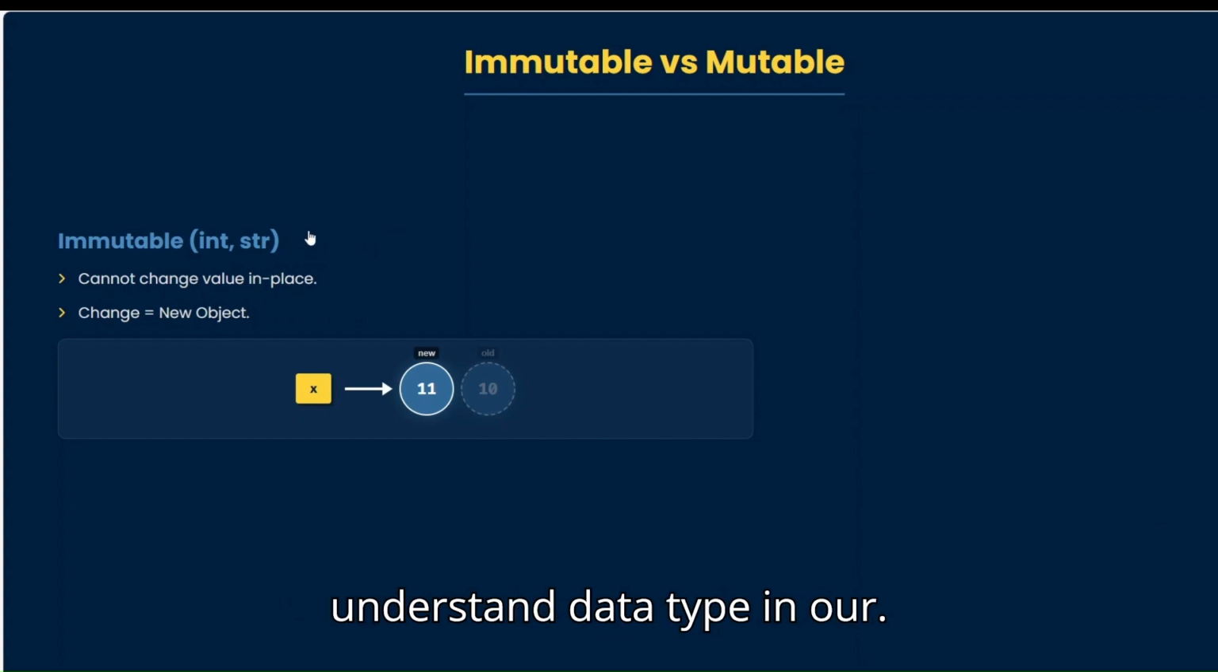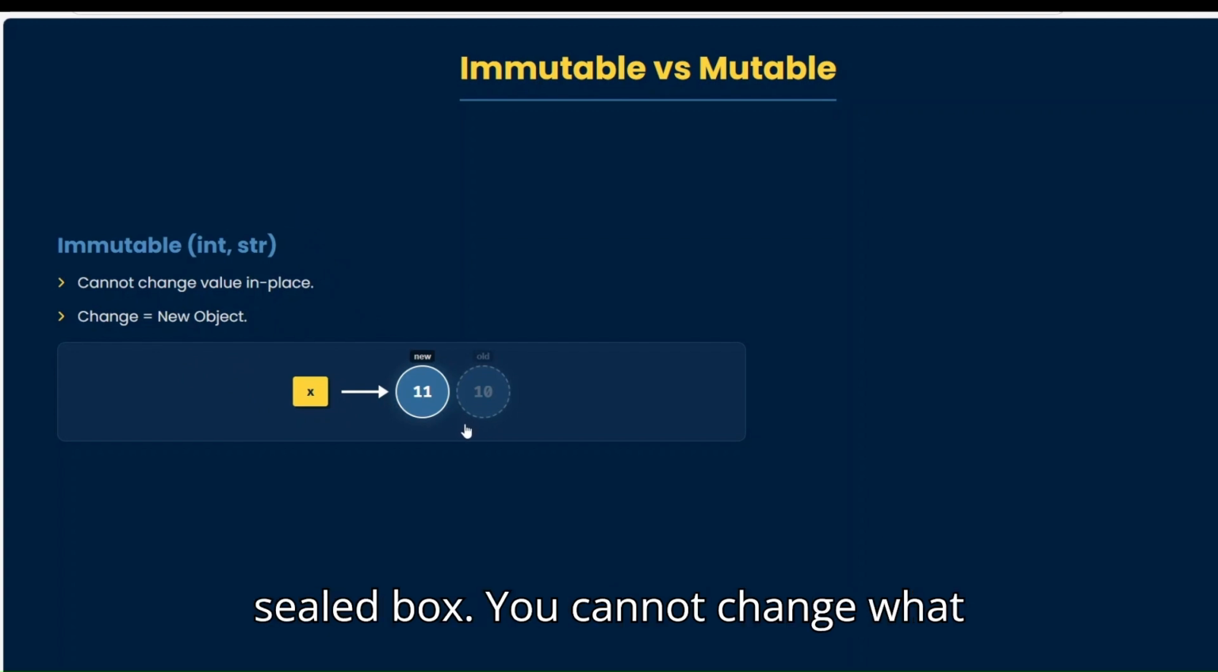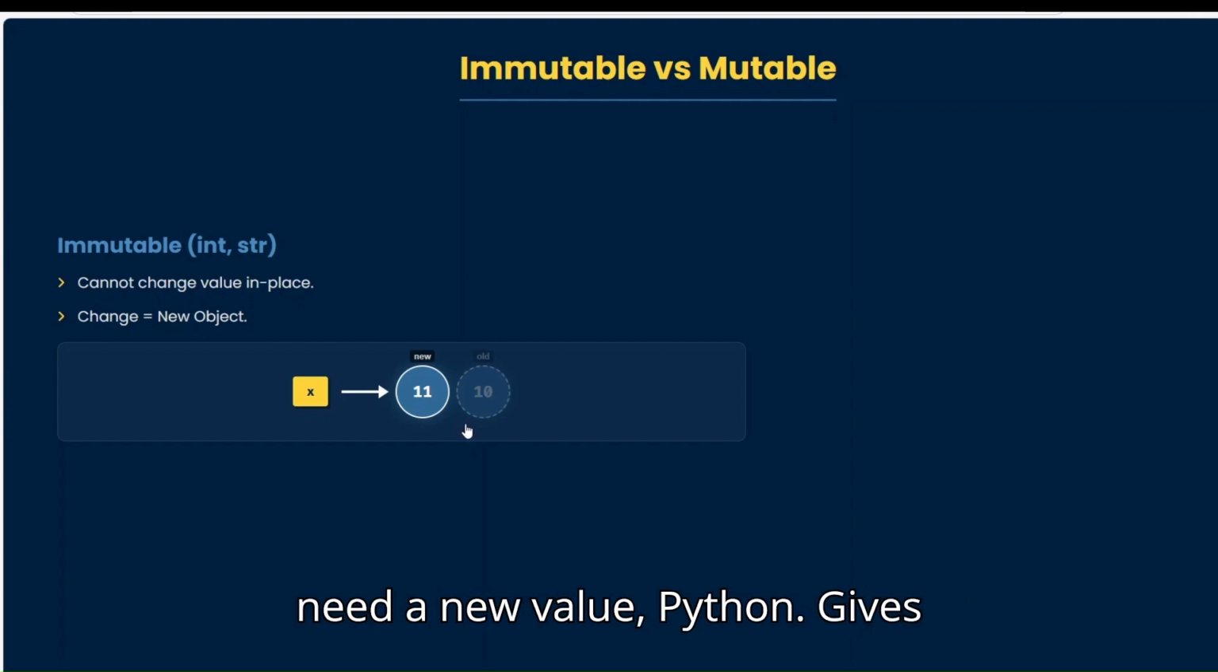We will understand data types in our next video. For now, think of immutable objects like a sealed box. You cannot change what is inside the box. If you need a new value, Python gives you a new box.